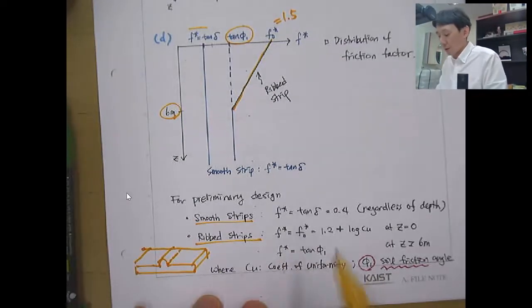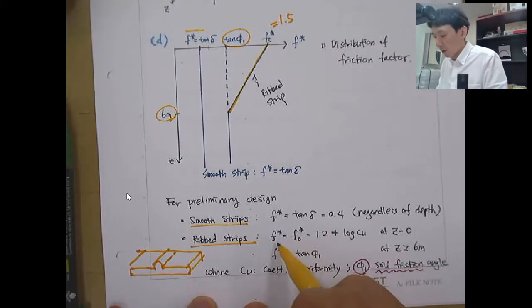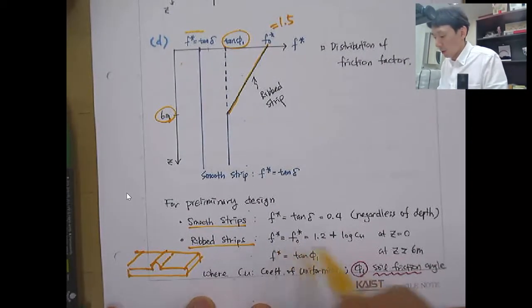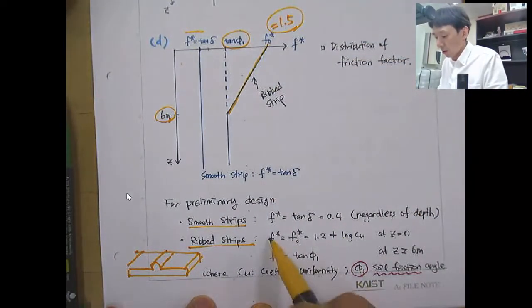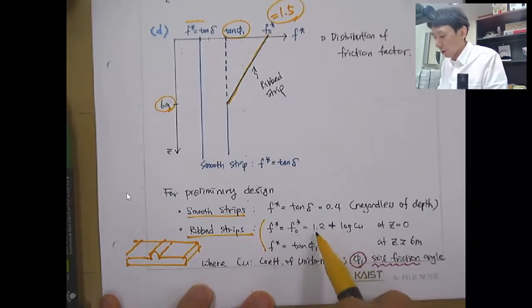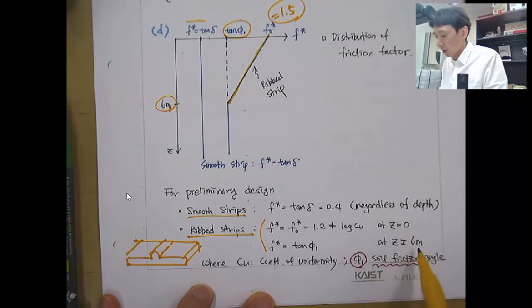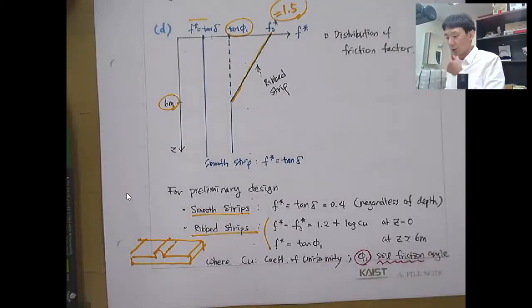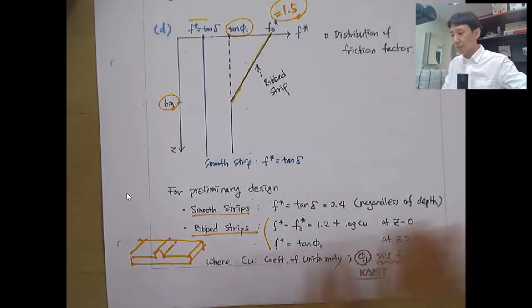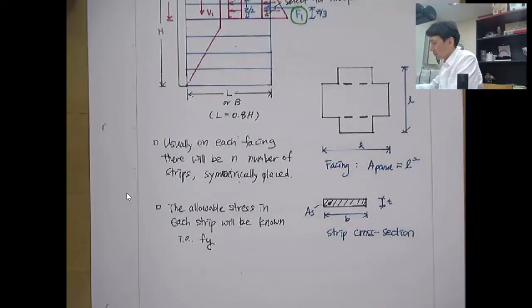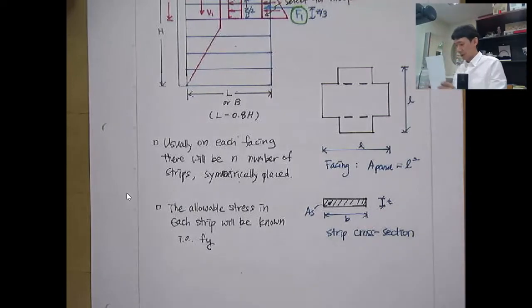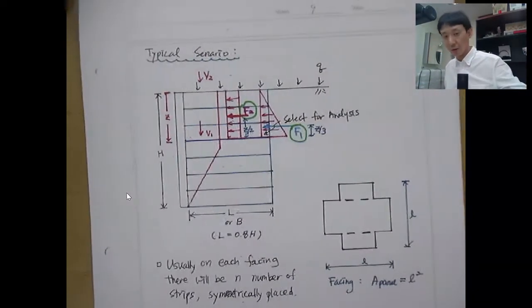Then the friction factor F will vary from 1.5 to tangent phi 1. For the preliminary design, you can use this equation, 1.2 plus log Cu at a depth of 0 meters, and deeper than 6 meters, you use the constant tangent phi 1 value. Then the typical scenario is given here.